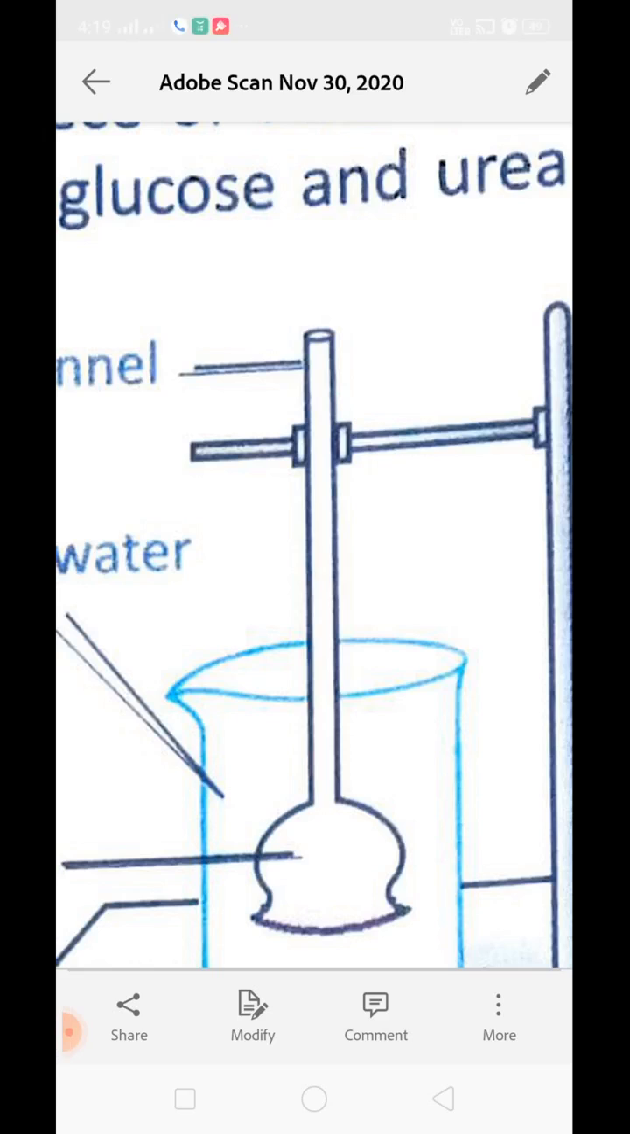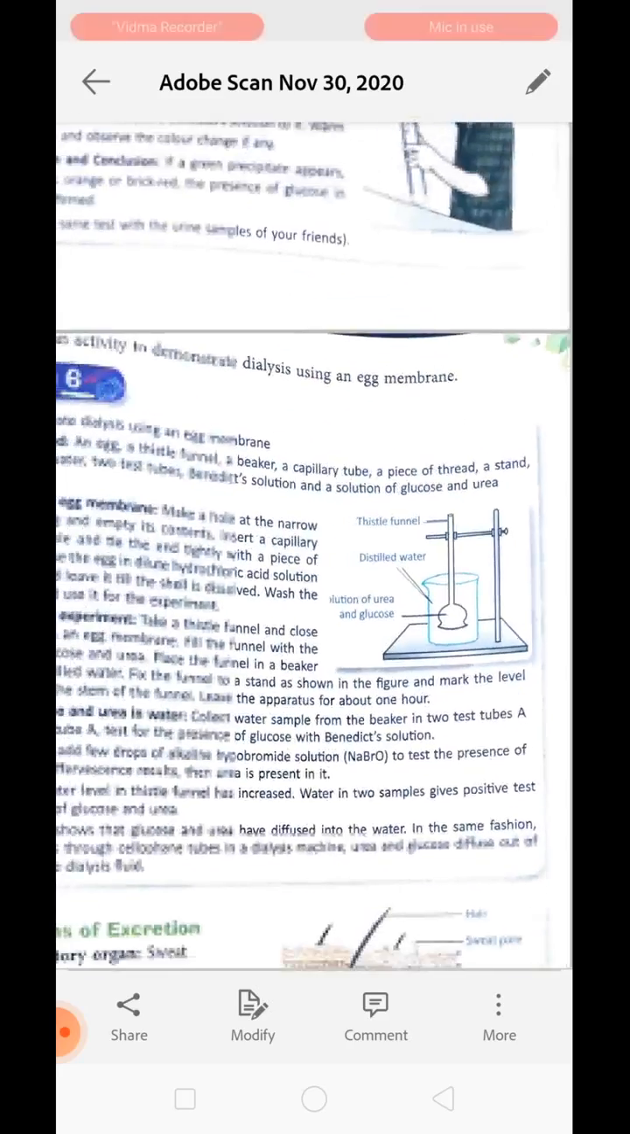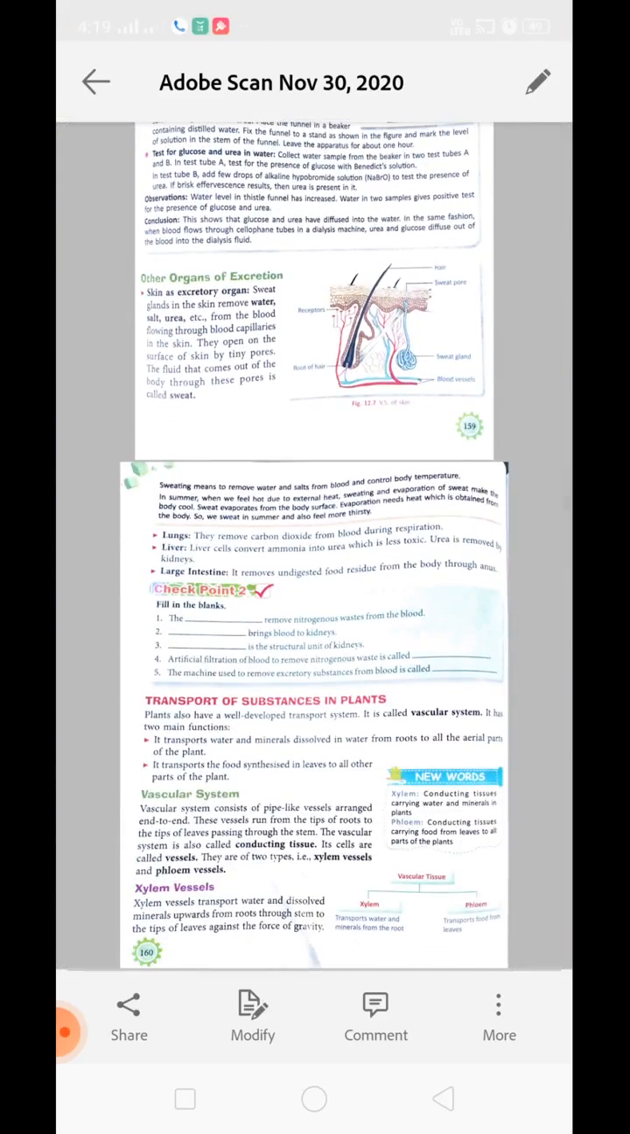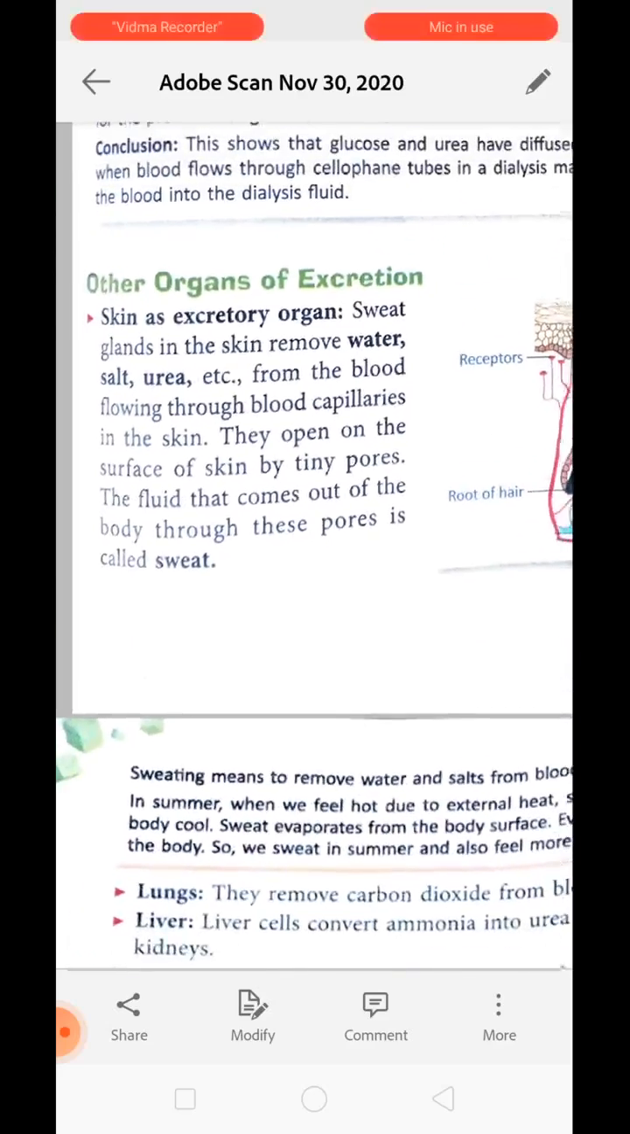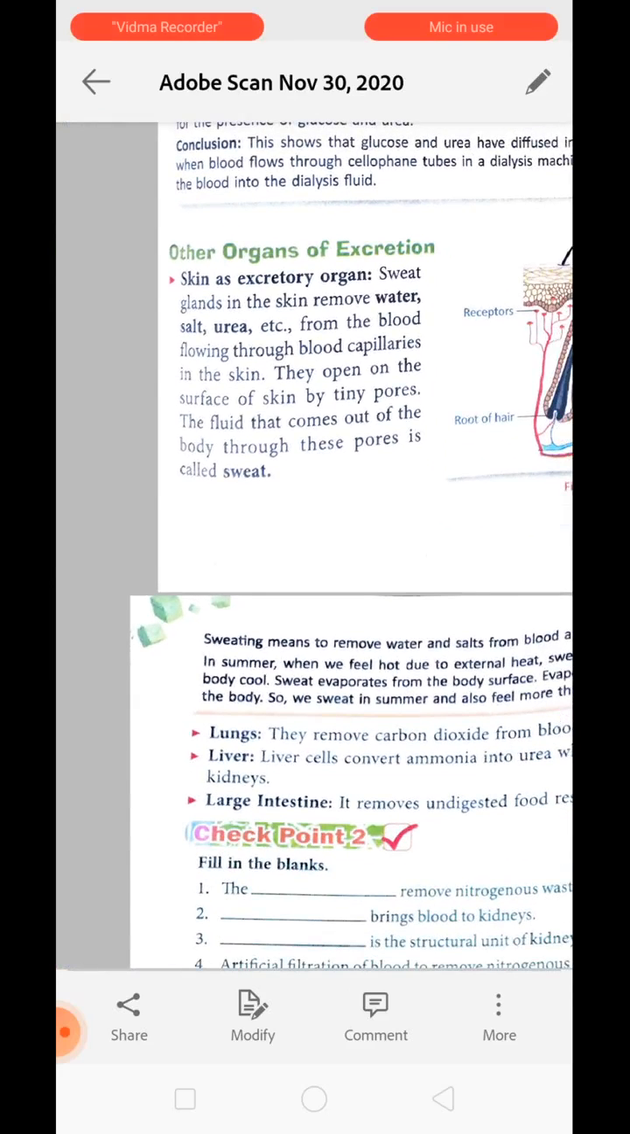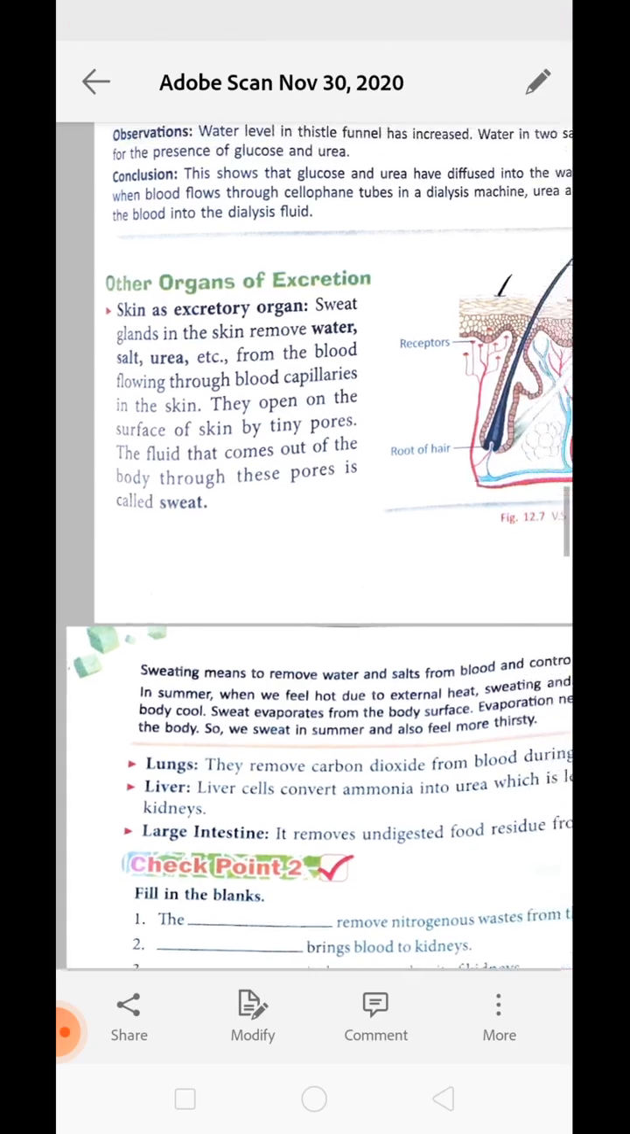In the same fashion, when blood flows through a cellophane tube in a dialysis machine, urea and glucose diffuse out of the blood into the dialysis fluid to clear the blood. Okay, next are other organs of excretion. Other organs of excretion include skin, lungs, liver and large intestine. So we will start with the skin.